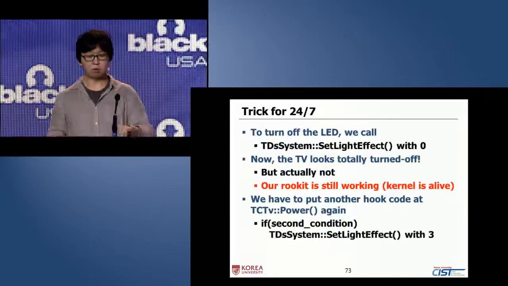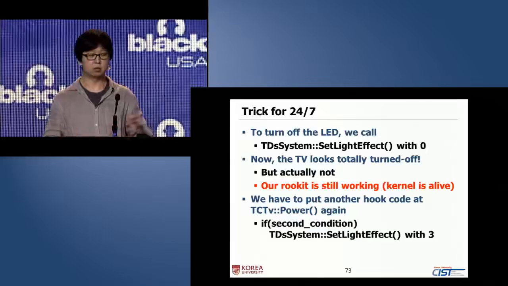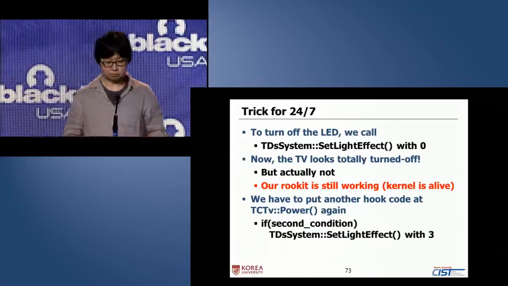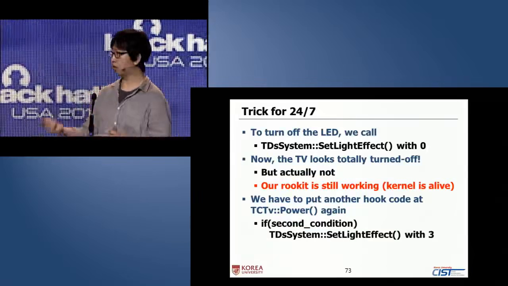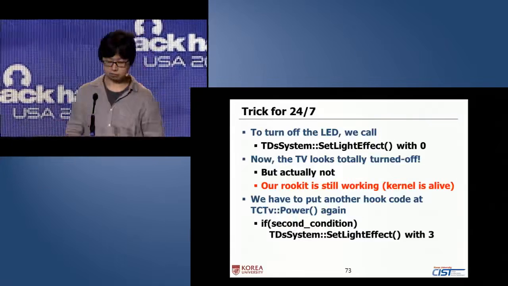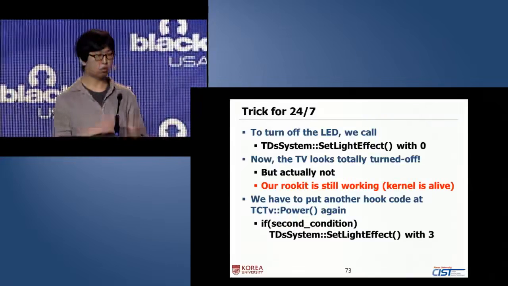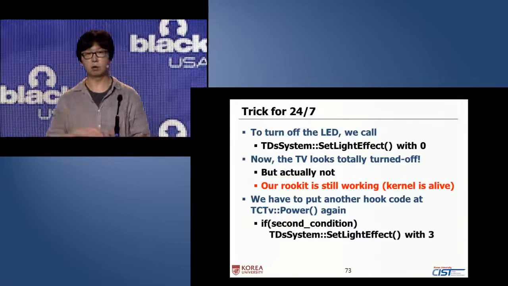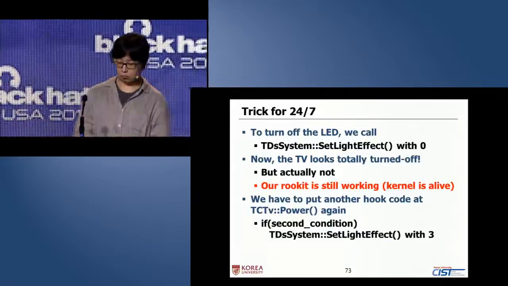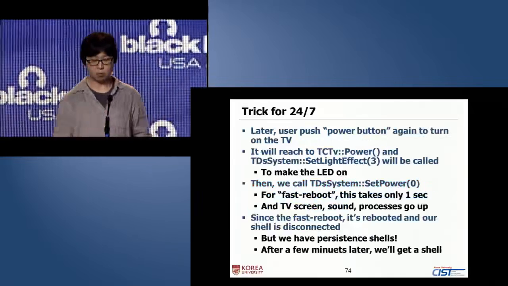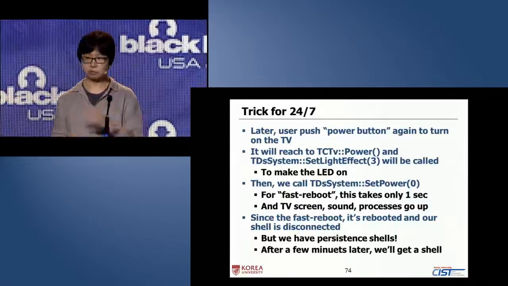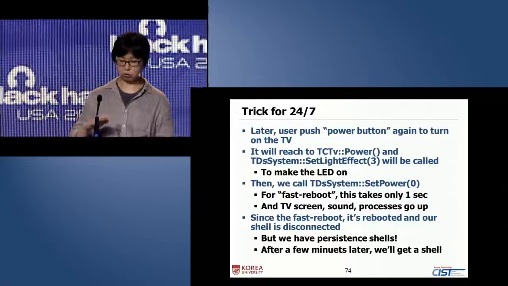I figured out which function does that job, but it's really a lot of code, so I cannot bring it up on these slides. If you call this function with argument 0, that blue LED will be turned off. So it totally looks turned off, but our rootkit is still working inside. We have to set a second flag when users turn on the TV, so you just roll back logically, you roll back all the stuff.